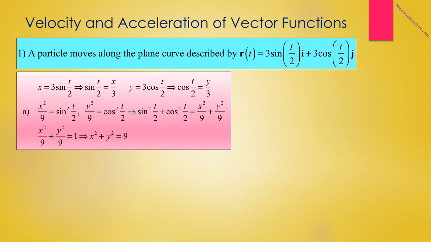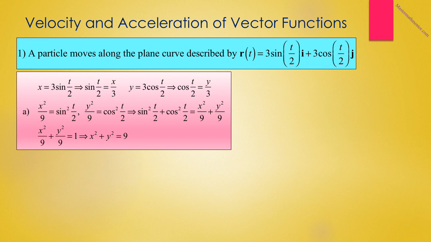So x is equal to 3 sine of t over 2, and that means sine of t over 2 equals x over 3. And y is equal to 3 cosine of t over 2, so cosine of t over 2 is equal to y over 3. So x squared over 9 is equal to sine squared of t over 2, and y squared over 9 is equal to cosine squared of t over 2.